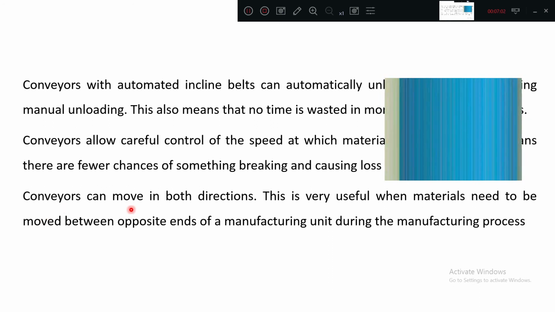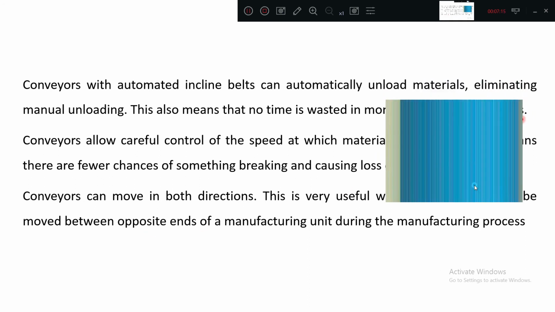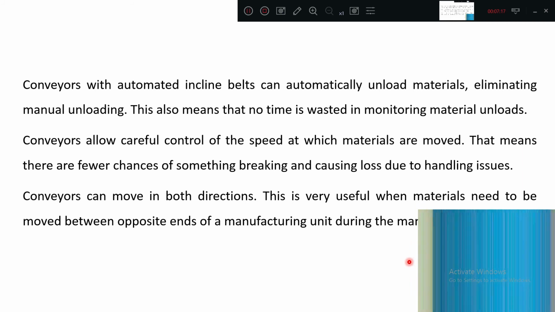Now, conveyors can move in both directions, horizontal and vertical. This is very useful when materials need to be moved between opposite ends of a manufacturing unit during the manufacturing process. Okay, to and fro motion is also possible here. From X to Y, from Y to X, both in the horizontal direction as well as in the vertical direction. So it is helpful in the manufacturing industry.